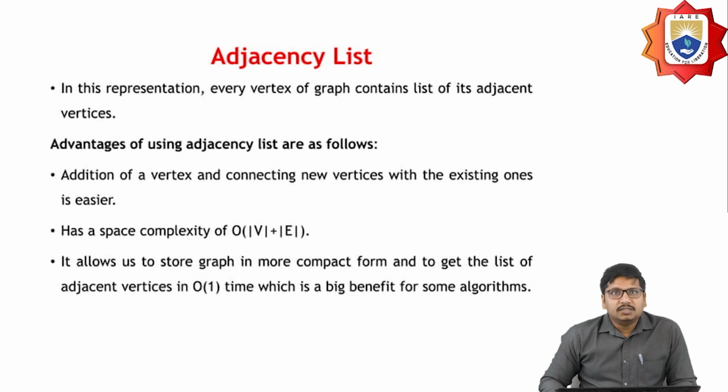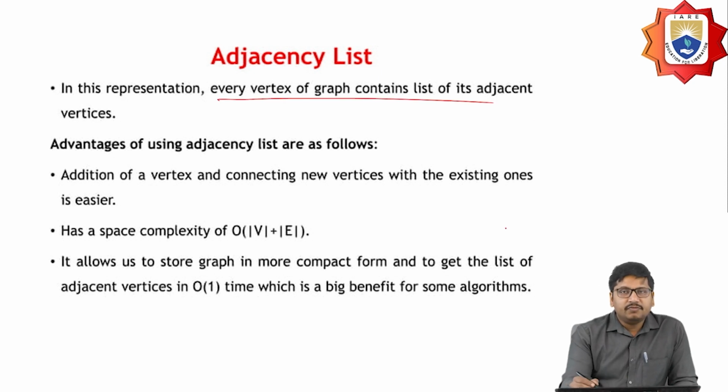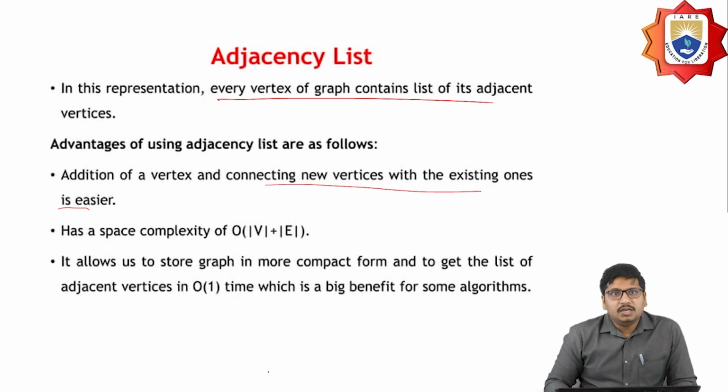Next, the adjacency list. In this representation, every vertex of the graph contains a list of adjacent vertices. The advantages of using the adjacency list are as follows. The addition of a vertex and connecting new vertices with the existing ones is easier, and it has a space complexity equal to O(|V| + |E|). It allows us to store the graph in a more compact form and get the list of adjacent vertices, which is a big benefit for many algorithms.